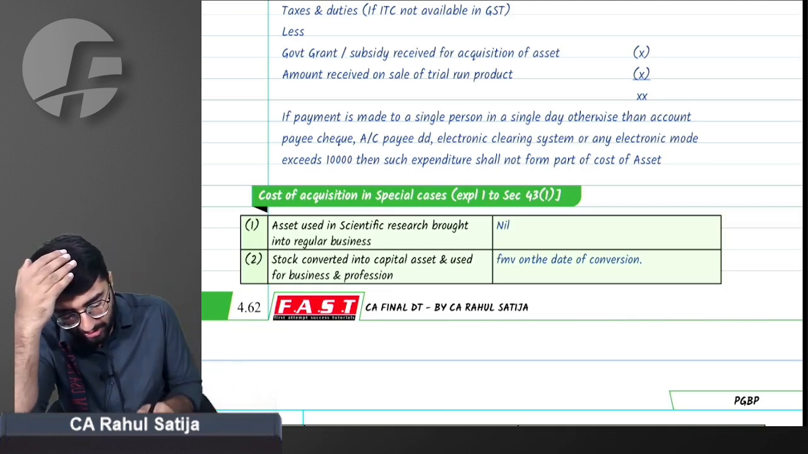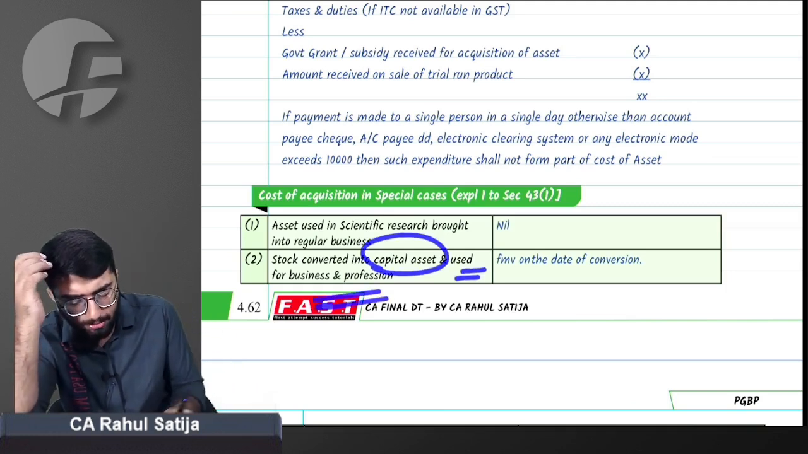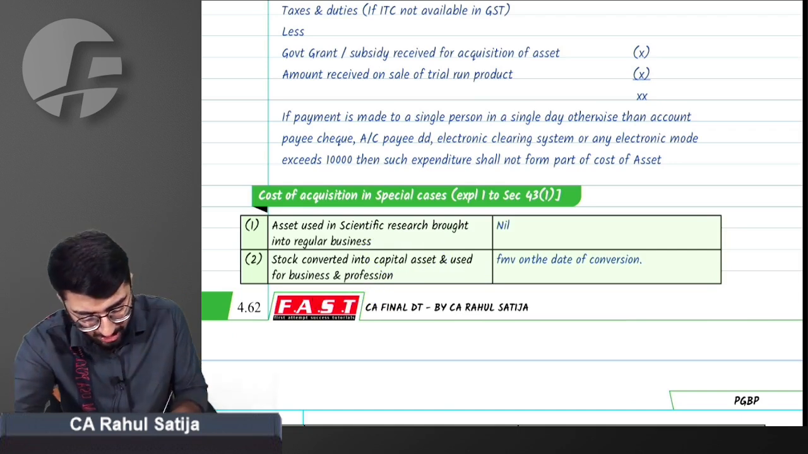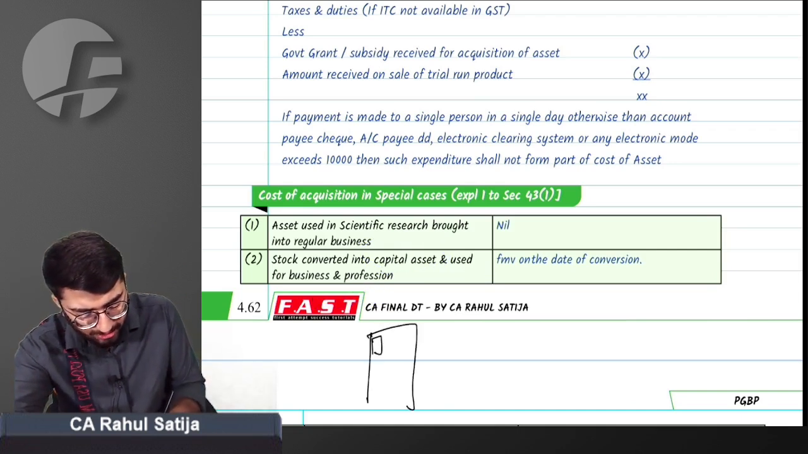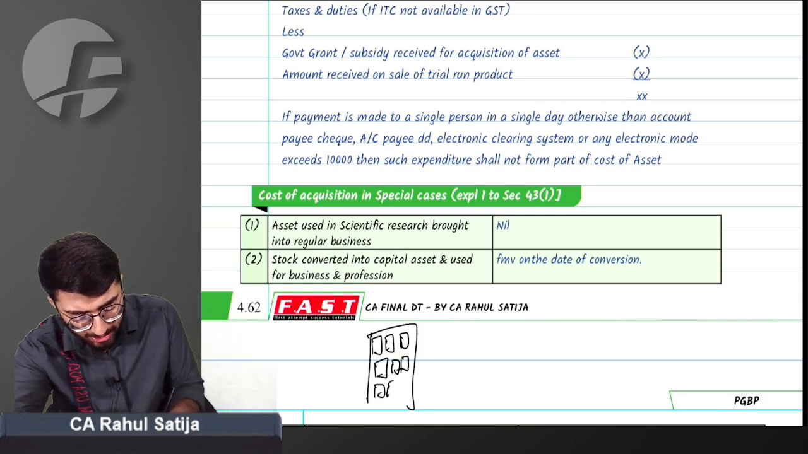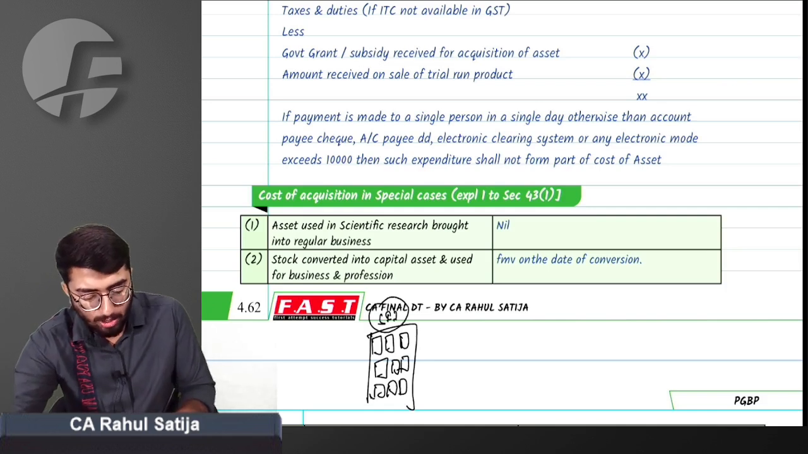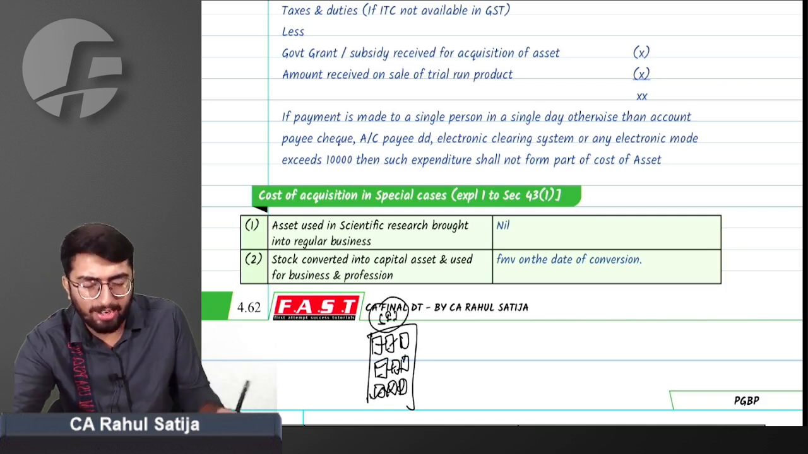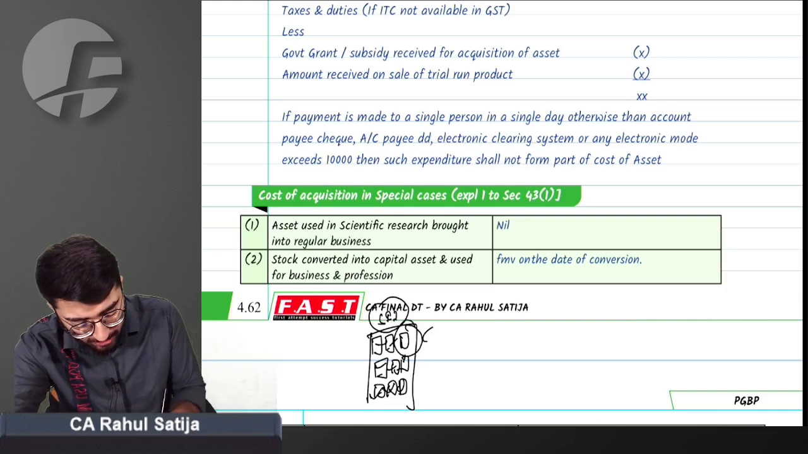Sir, what if stock is converted into a capital asset and used for business and profession? For example, my business is of a real estate developer. I develop buildings and flats, and I sell them to outsiders. I sold eight flats. The ninth flat I kept for myself and developed an office.